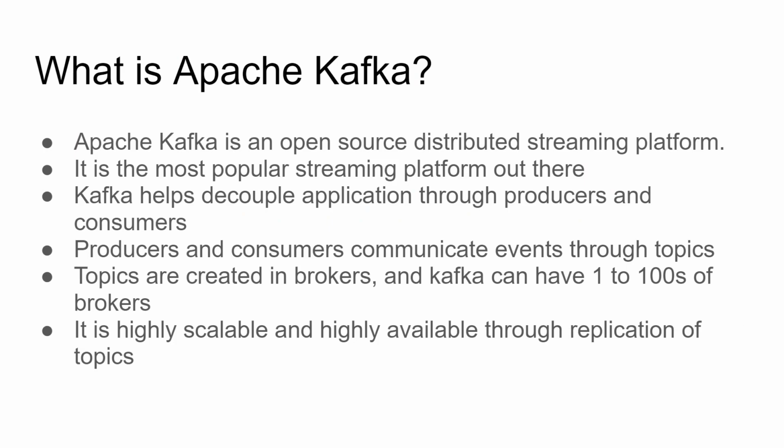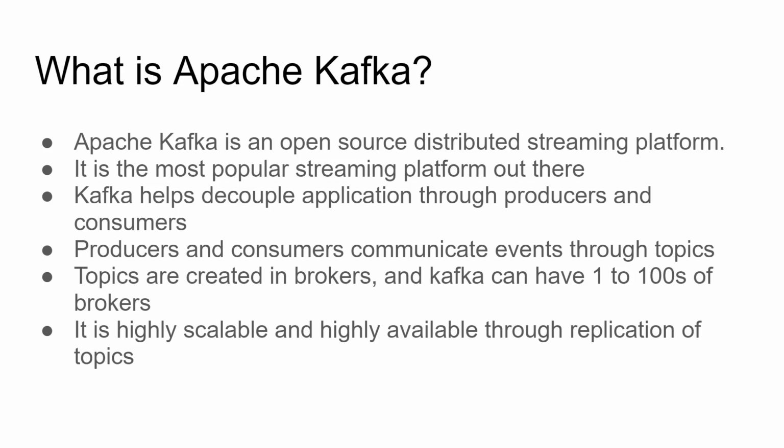Apache Kafka is an open source distributed streaming platform. It is the most popular platform out there for streaming. The main reason we use Kafka is to decouple an application through producers and consumers of messages. And it helps to not only distribute and scale out a system, but also allows asynchronous processing of data for applications which do not need a real-time response back.